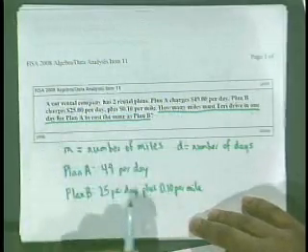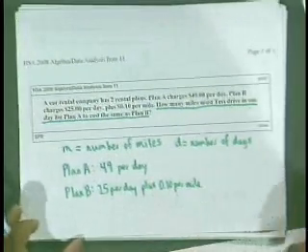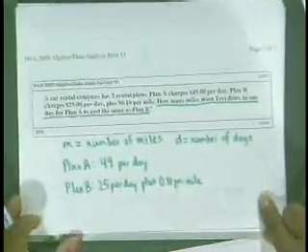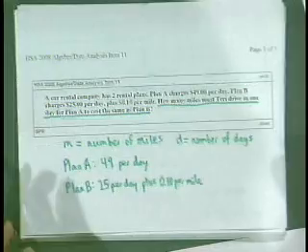Okay? So $25 per day plus 10 cents per mile. So now let's set up our equation. Remember, it says how many miles must Terry drive in one day for plan A to cost the same as plan B. That means we're trying to figure out at what point both plans are going to be equal. So let's take a look.